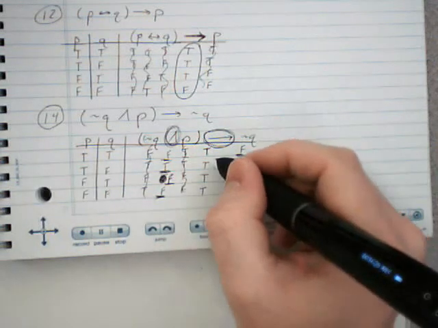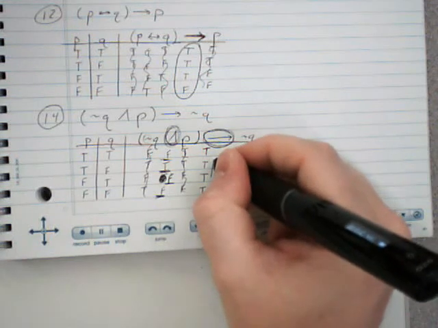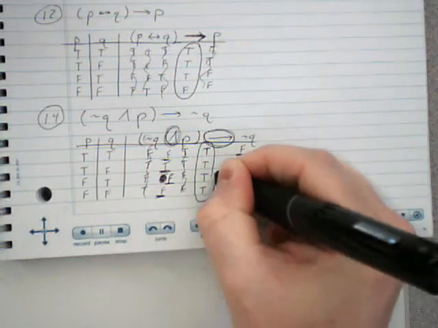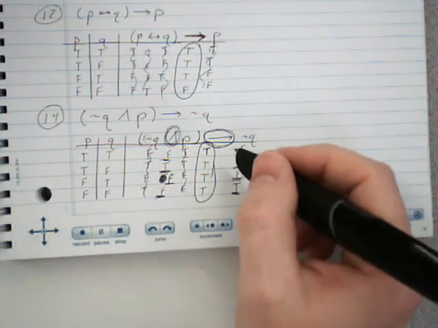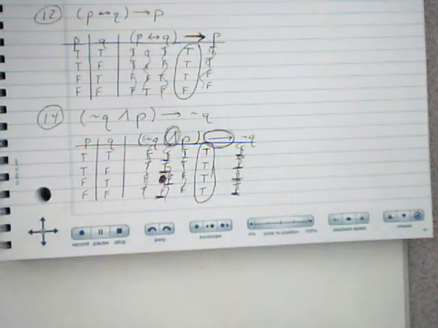Okay. Now here's the thing. It doesn't really ask it on this question, but we're done now. This is our answer column. Now you see how they're all trues? It's called a tautology. Tautology.